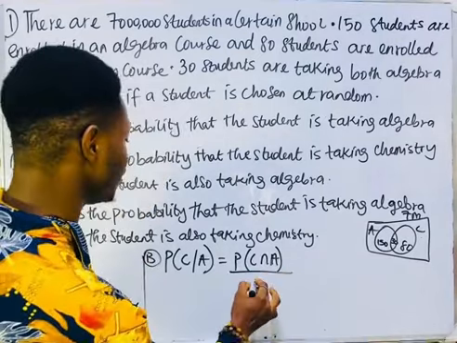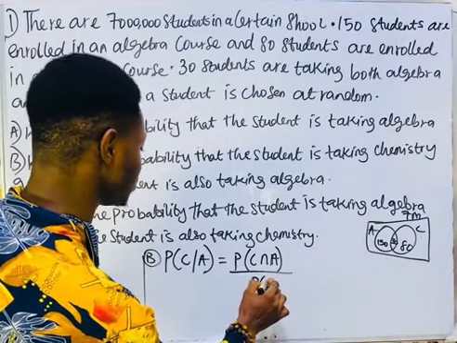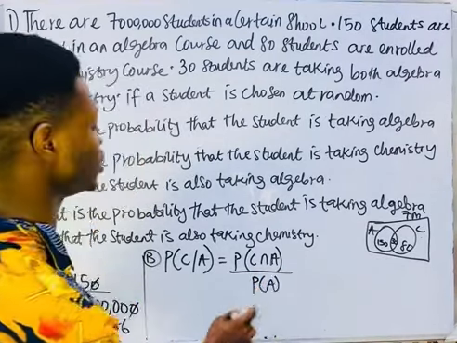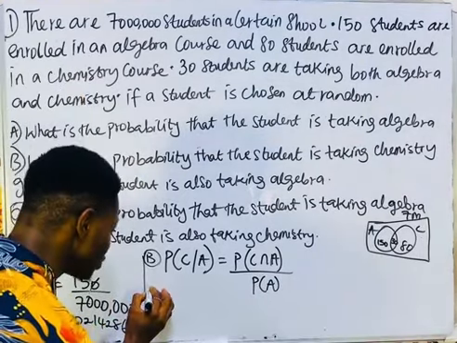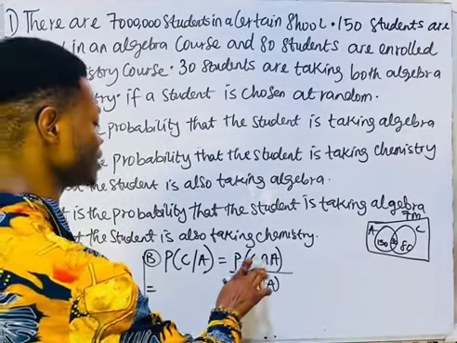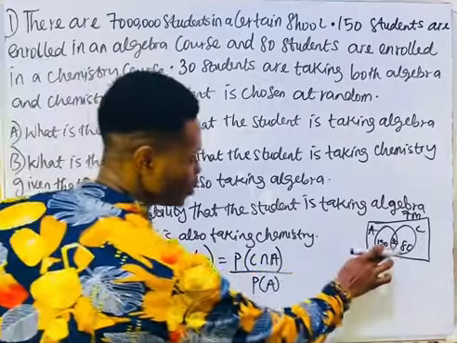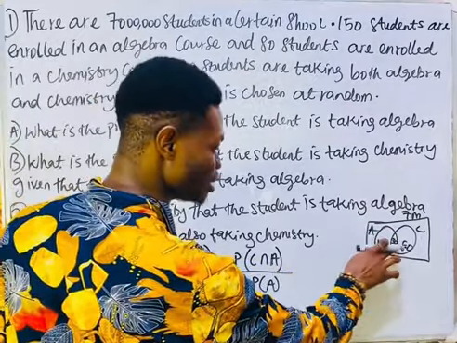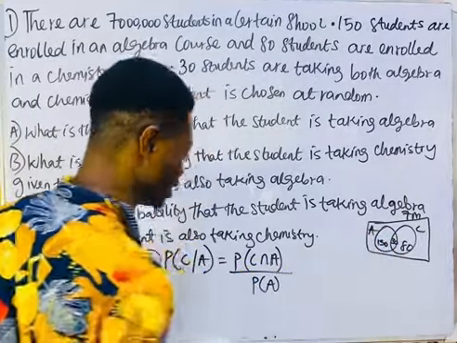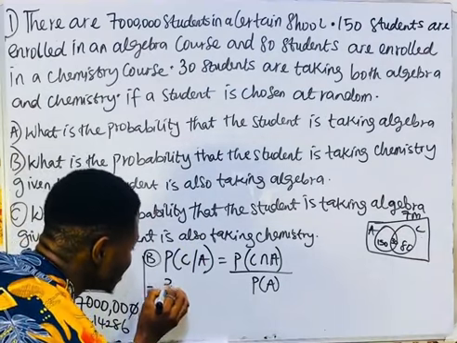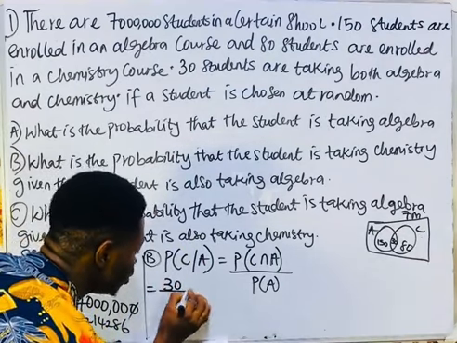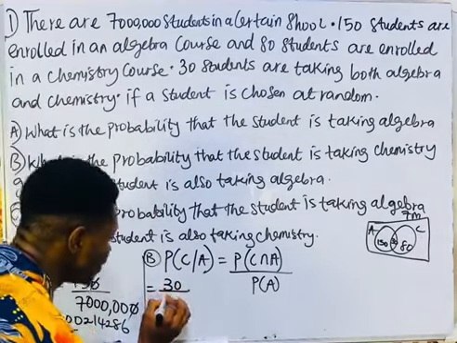So we have over the probability of algebra. So this will give us the probability of chemistry intersection algebra, which is what they have in common. 30 students are taking both algebra and chemistry. So we are going to have 30 all over 7 million.